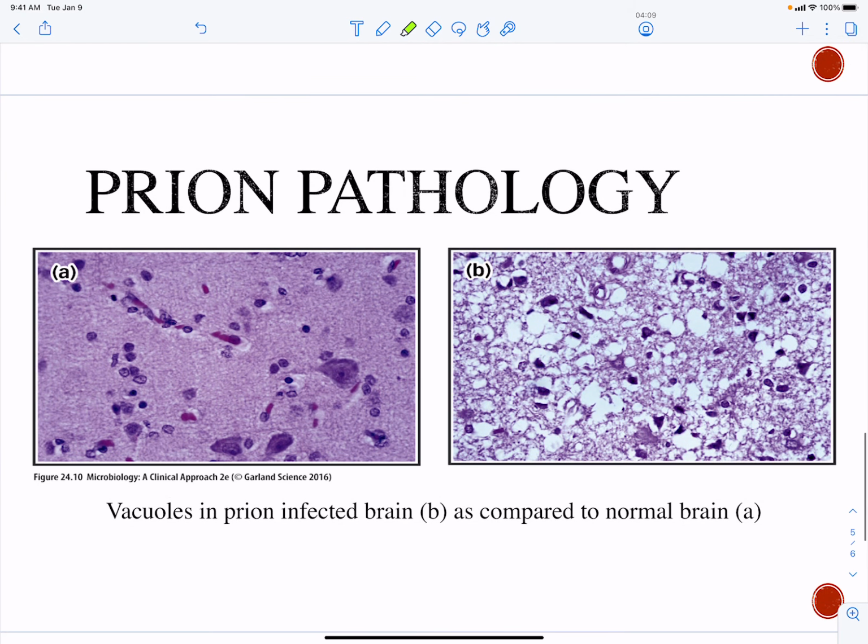So here's the pathology. You can see the vacuoles. All of these empty spaces are the vacuoles, and a normal brain, of course, would be intact. And so again, the loss of the function of this protein is going to erode basically your brain matter.